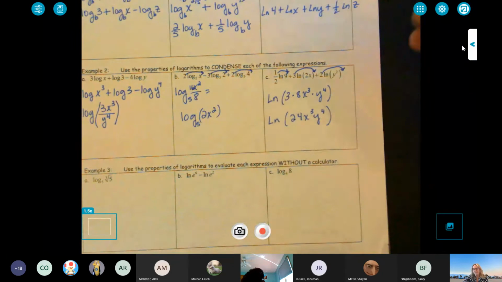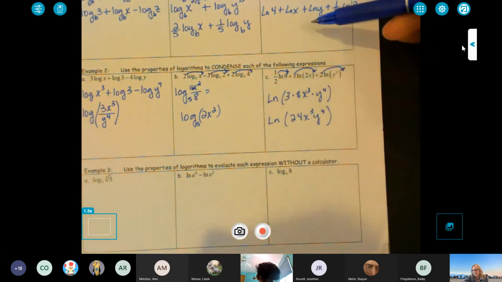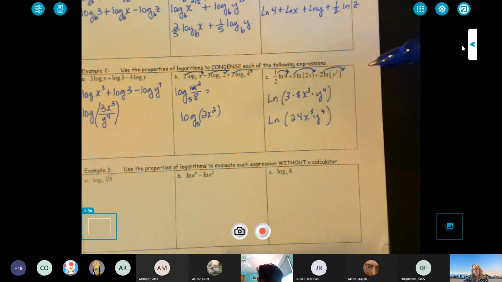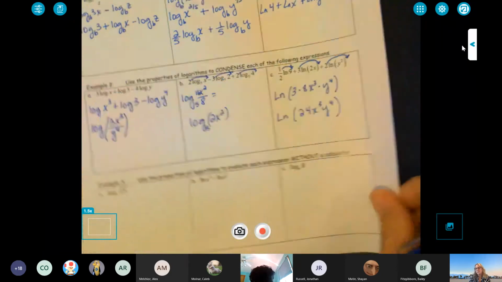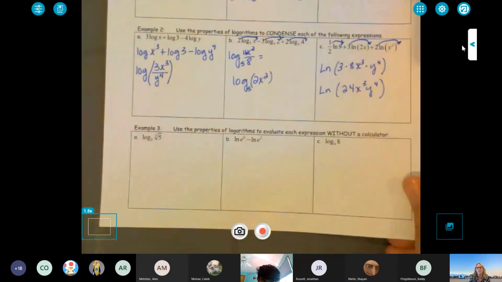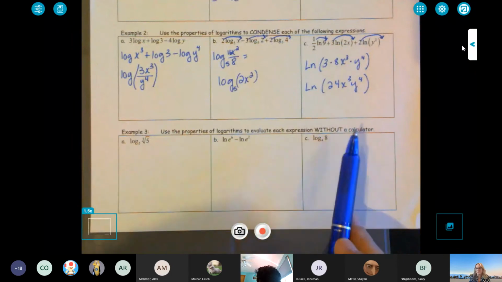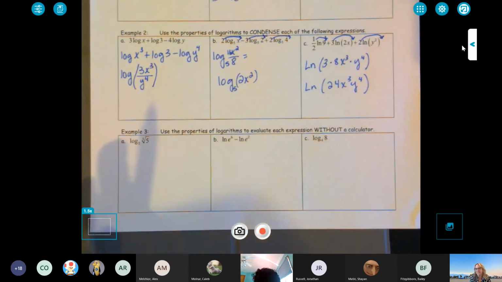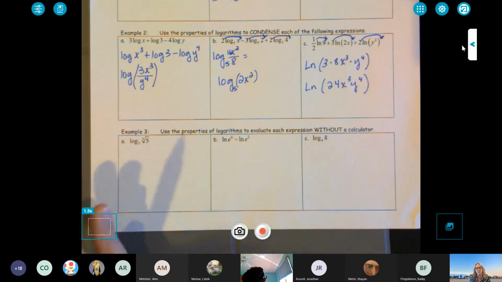So that's what you're going to be asked to do. You're going to be asked to expand and condense. Expand completely and condense. Now, these properties can be useful in helping you evaluate log expressions without a calculator, which is what you did yesterday. You evaluated without a calculator. But these properties allow you to do it in a different way. Whichever way you pick is completely up to you, as long as you show your work.